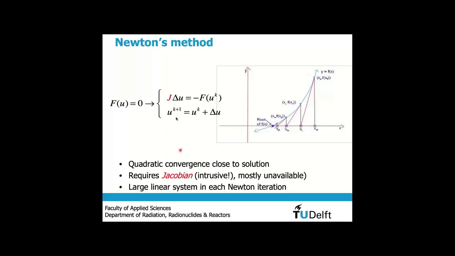But the problem is you require the derivative of your system, or the Jacobian. And for most codes, this will not be attainable. Especially in the CFD part, it's very difficult to get the derivatives of these systems, especially because you cannot even get into the code. Maybe if you're using a commercial CFD platform, there's no way you're going to get the gradient out. So then these approaches based on Newton are lost on you.